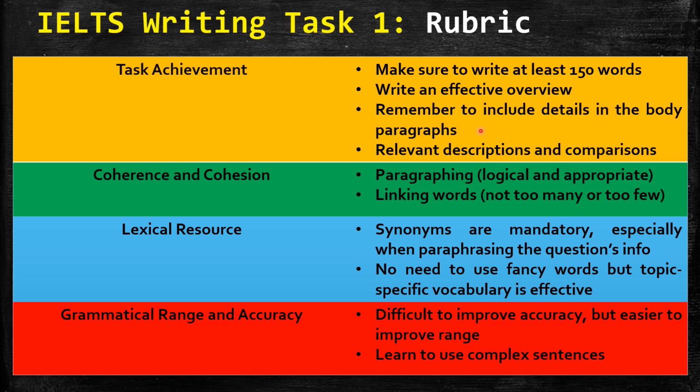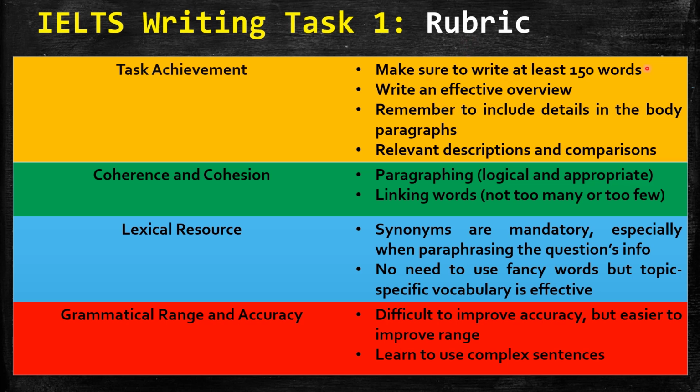So details in the body paragraphs but not in the overview paragraph. And you should have relevant descriptions and comparisons, okay? So remember that this is a report to describe the chart or the graph or the map, and also relevant comparisons are expected. So do not forget to compare the data. So these all will lead to an increase in task achievement, and I think it's actually easy to get a good mark in task achievement, because even if your grammar is not well, even if your writing style, even if your vocabulary is not very strong, still it's possible to get a 9 out of 9 in task achievement, right?